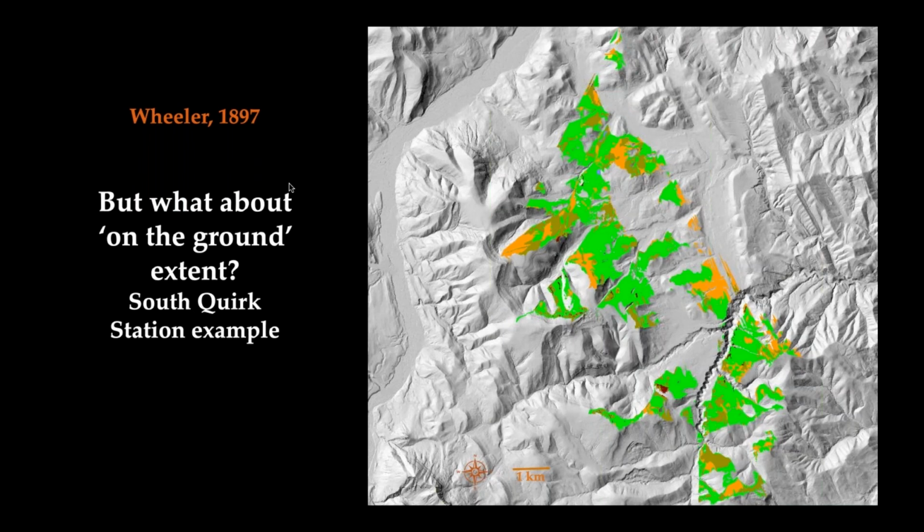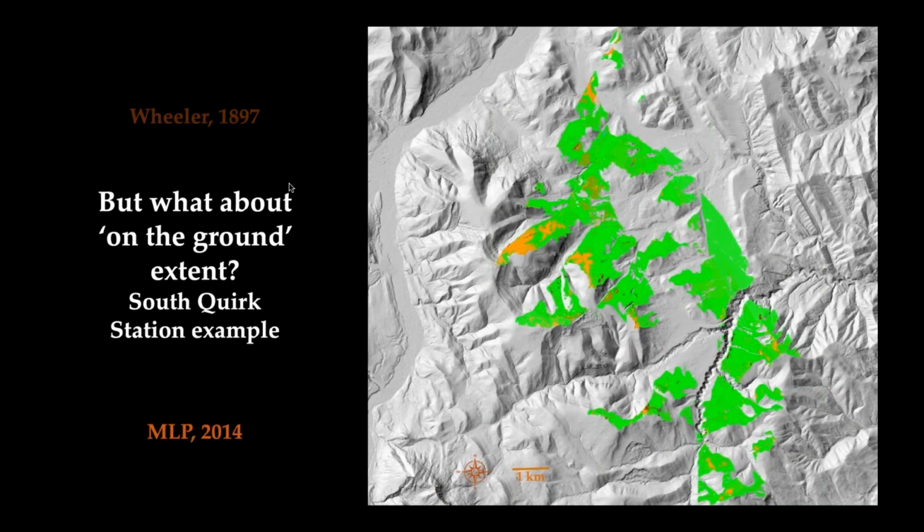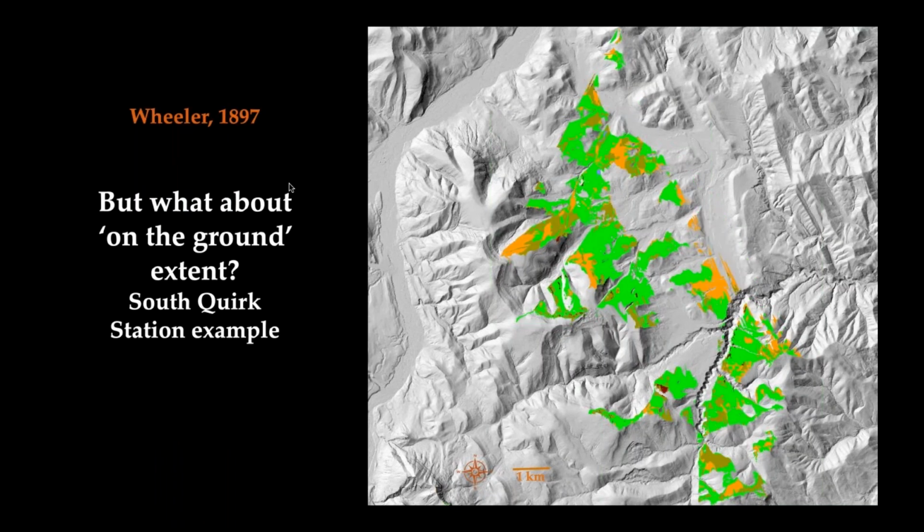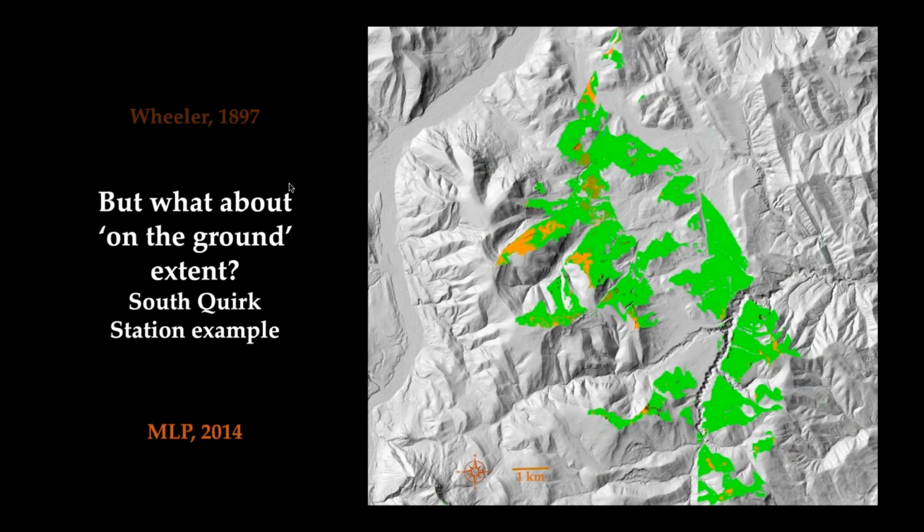so that we can do things like, and by the way, what you're looking at is the Wheeler 1897 landscape over that South Quirk area. And here's the fade in to the MLP 2014. I'll go back and show that just one more time. So here's the landscape, 1897. And here's the same landscape classification. And this is the viewshed that we're able to see from that photograph and how it's changed.